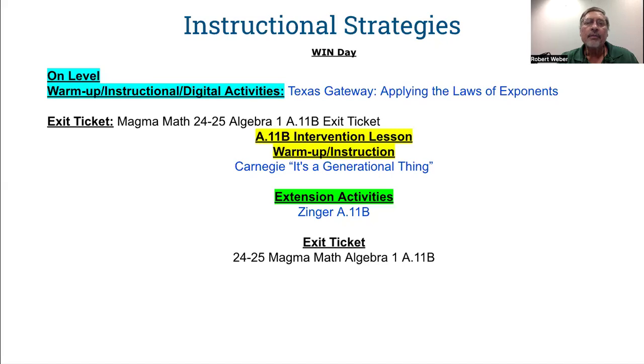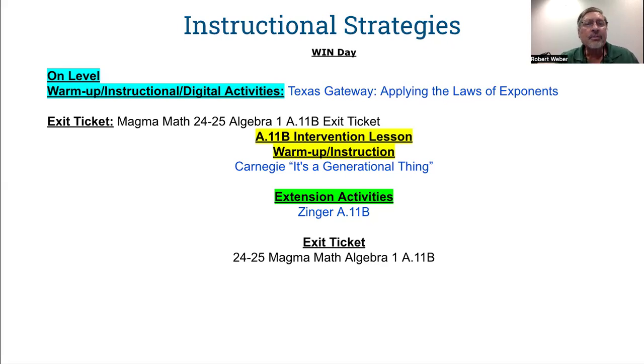Instructional strategies, there is a win day in here. And so you can see with the Winday, we've got differentiated instruction from the standpoint of an intervention lesson with Carnegie, an extension with the Zinger. I like the Zingers for extension. I like the Zingers across the board because they have enough on there that you can use it as a teaching component too. It kind of progresses through conceptually how to do things.